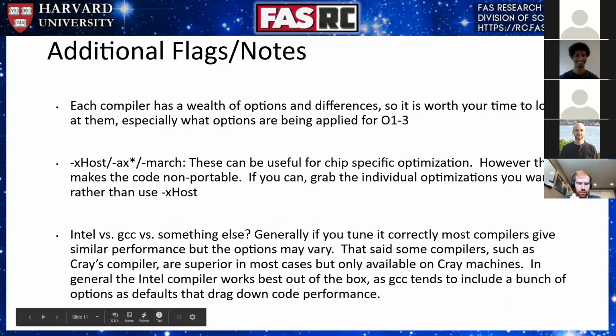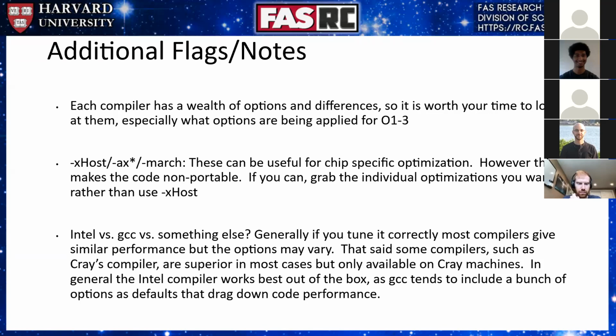So additional things that you should be aware of and notes about compilers before we start talking about more general things. Each compiler has a wealth of options and differences, so it's worth your time looking at them, especially what options are being applied for O1 through O3. One option I didn't mention in this, but should have, is interprocedural optimization, IPO. You'll see it as a flag. This is for optimizing between files. So if you have your code broken up into files, -ipo will optimize between those files as opposed to what was being done before, which is internal to that file itself.